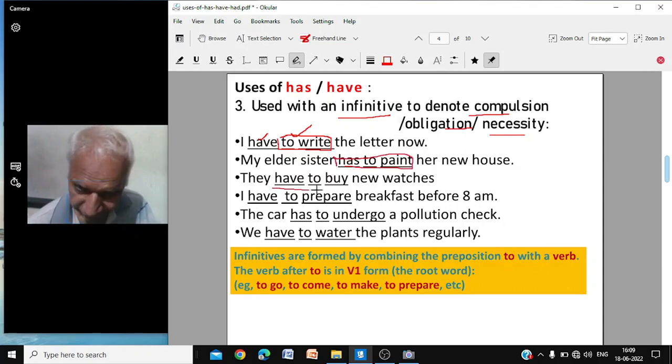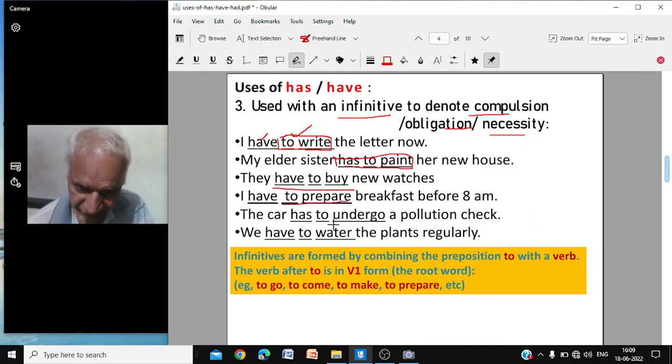They have to buy new watches. The old watches are not working, so they have to buy new watches. I have to prepare breakfast before 8 a.m. because my office begins at 9 o'clock. So I have to prepare, no other option.